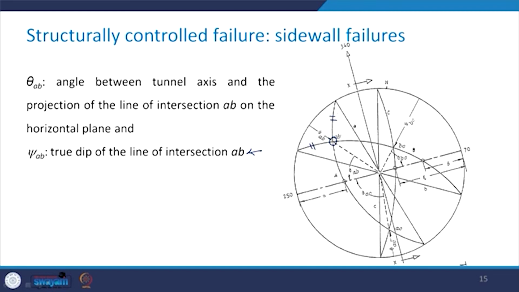So, this is point AB and you measure this angular distance. This is going to give you psi AB, which is the true dip of the line of intersection AB. Come to this theta B and read it carefully: it is the angle between the tunnel axis.